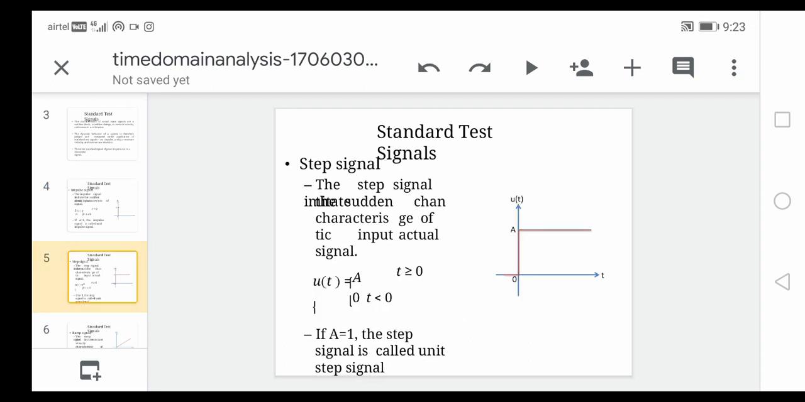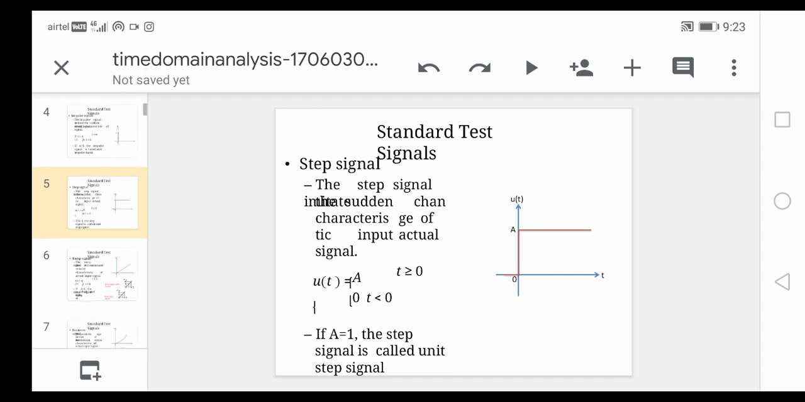Next, we have the step signal. The step signal is nothing but a sudden change, which gives the sudden change characteristics of an actual input signal. Here in this diagram, when t is less than 0, u of t is equal to 0, and for t greater than or equal to 0, u of t is equal to a. If a equals 1, then the step signal is called a unit step signal.